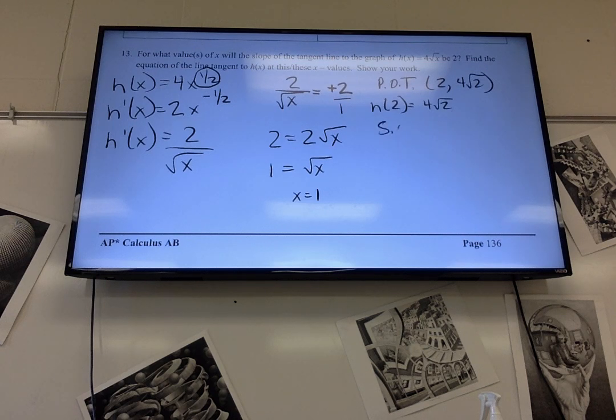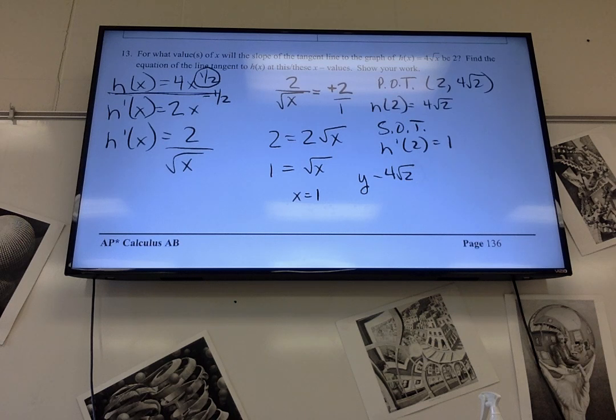And then SOT is 1? Wait, which equation did we plug it into? POT is the point of tangency, so it goes into the original because we're just trying to find a point that it goes through on the original. What is the square root of 2? It's a prime number, it doesn't come out. It's like 1.414, blah, blah, blah. So it's y minus 4 square root of 2.